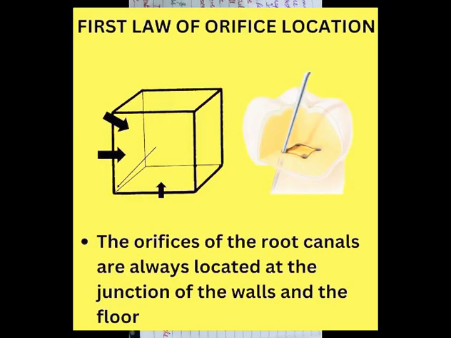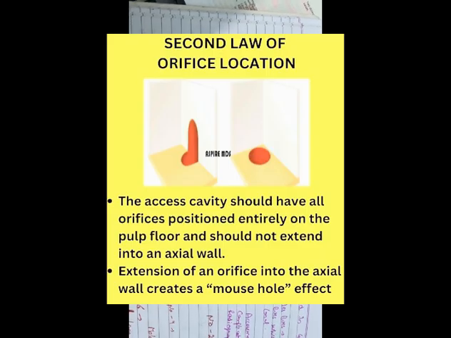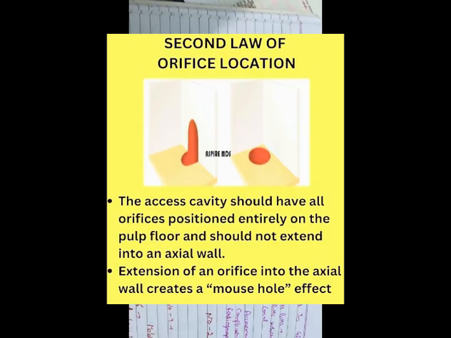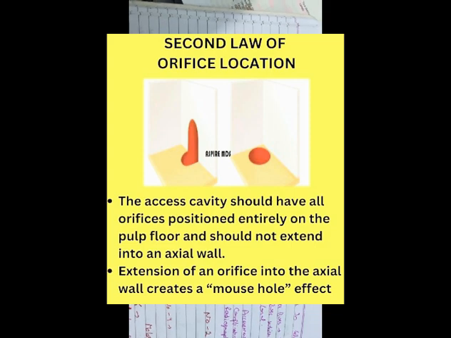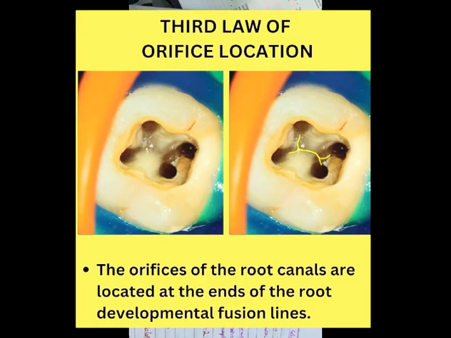Law of orifices location 1: the orifices of the root canals are always located at the junction of the wall and floor. Law of orifices location 2: the orifices of the root canals are always located at an angle in the floor-wall junction. Law of orifices location 3: the orifices of the root canals are always located at the terminus of the root development fusion line.